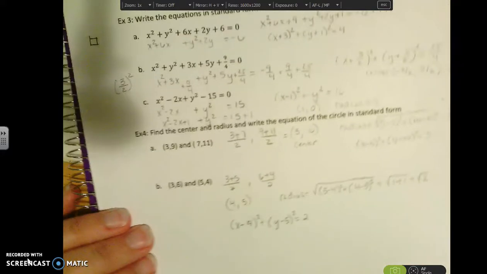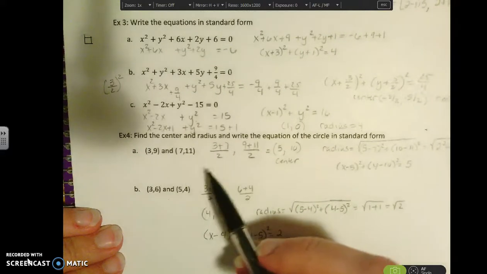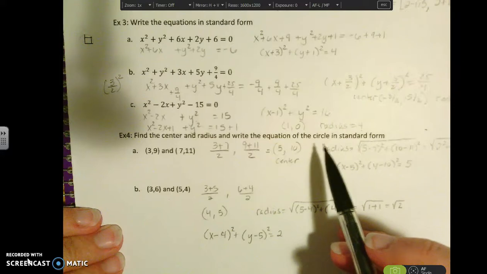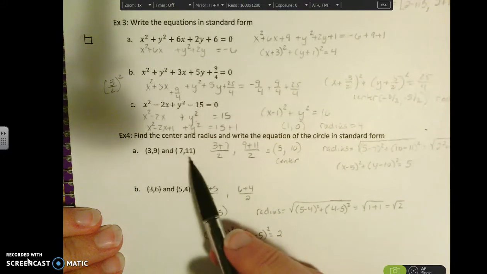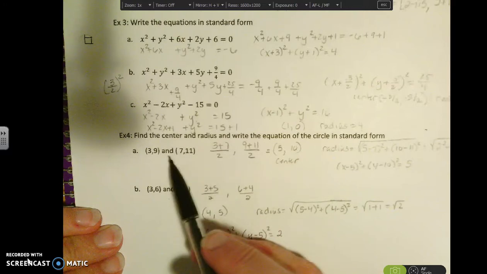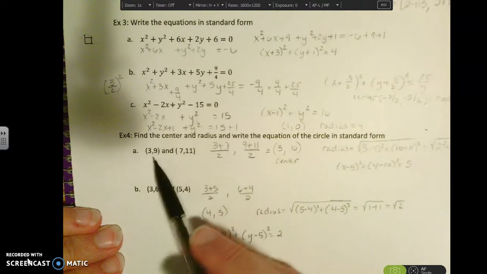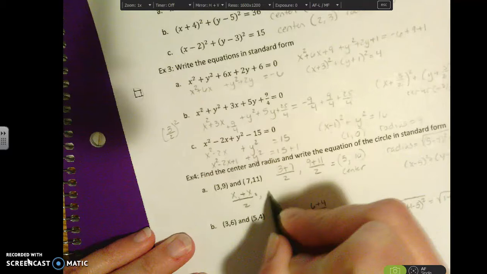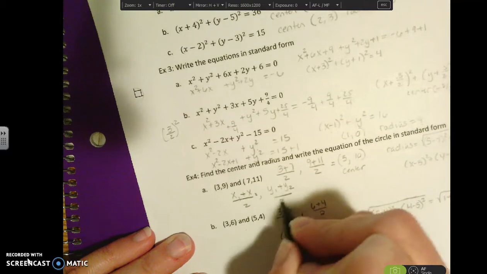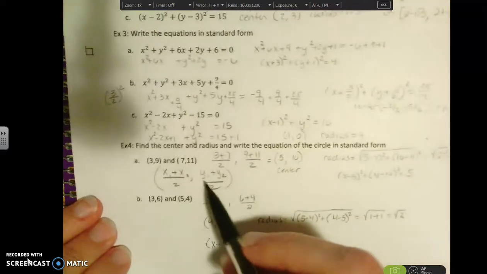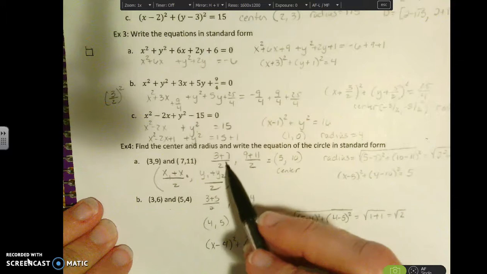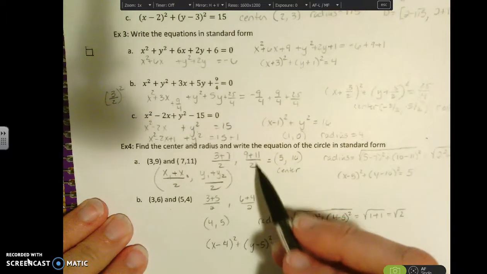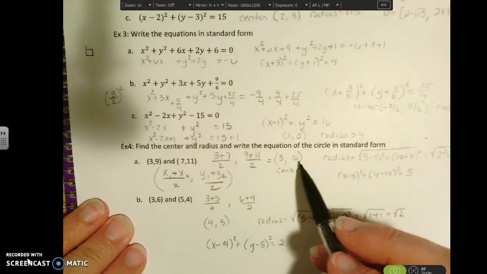All right, so here's one last example. It says find the center and the radius given 2 points, and write the equation of the circle in standard form. To find the center, I need to know the midpoint between these 2 points. Remember, the midpoint formula is (x1 + x2)/2 and (y1 + y2)/2. So I'm going to take the 3 and the 7 and divide by 2, and I'm going to take the 9 and the 11 and divide by 2. And I get the center point at (5, 10).